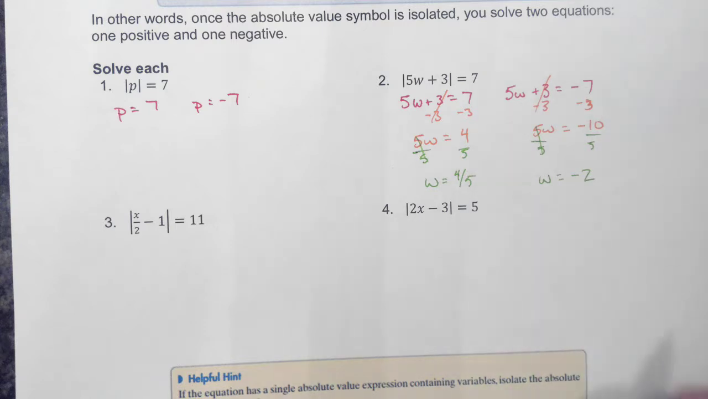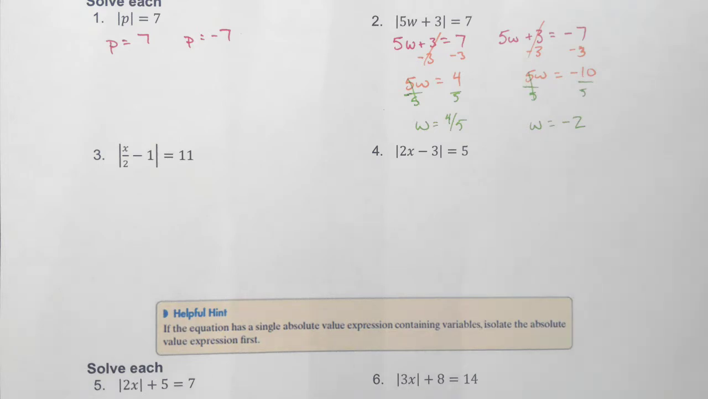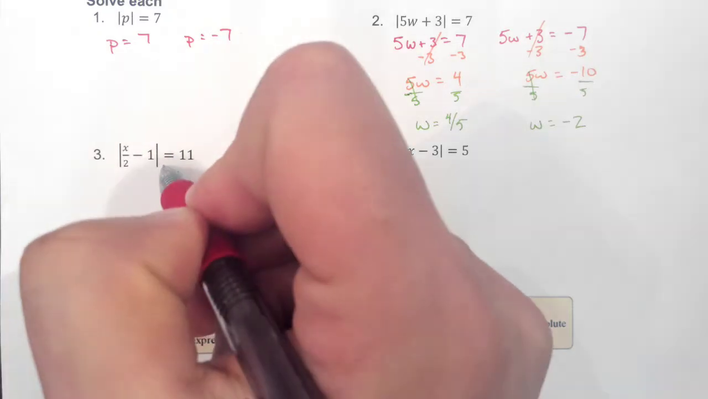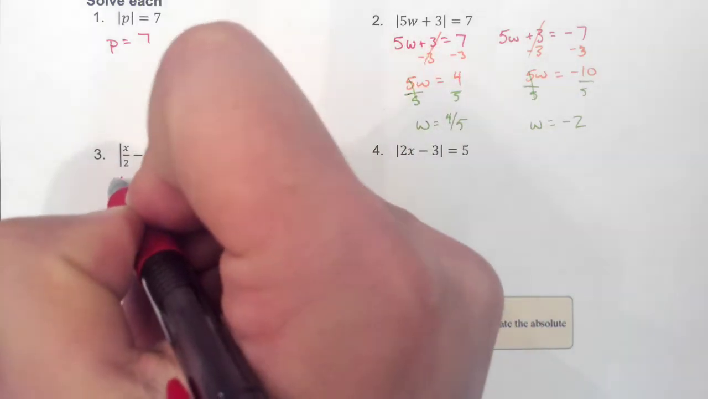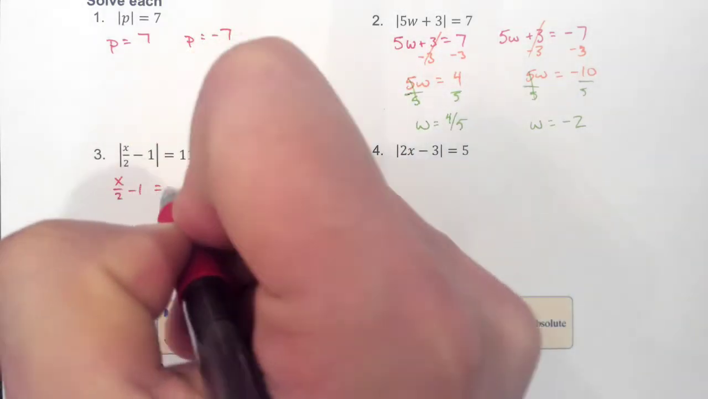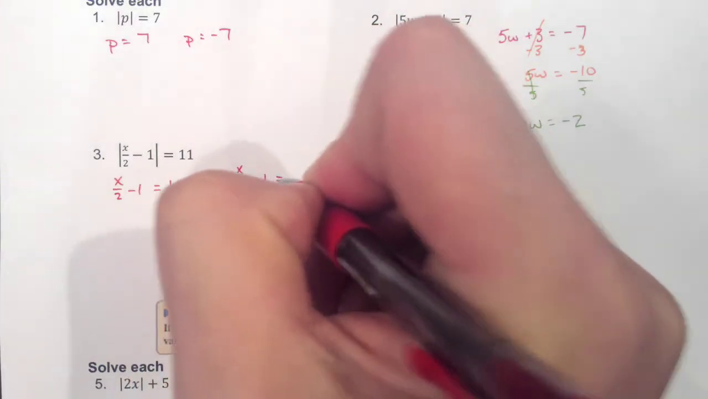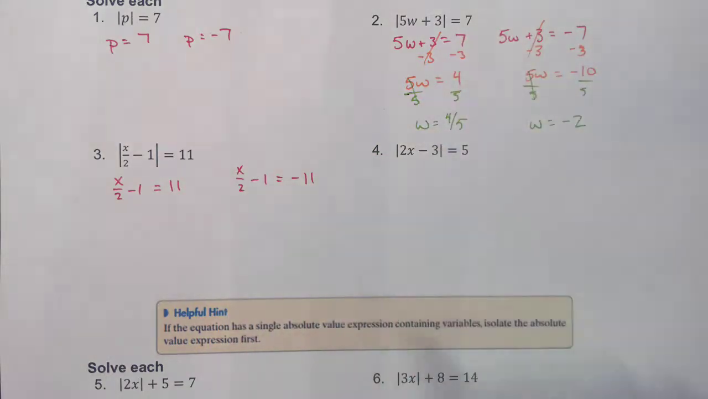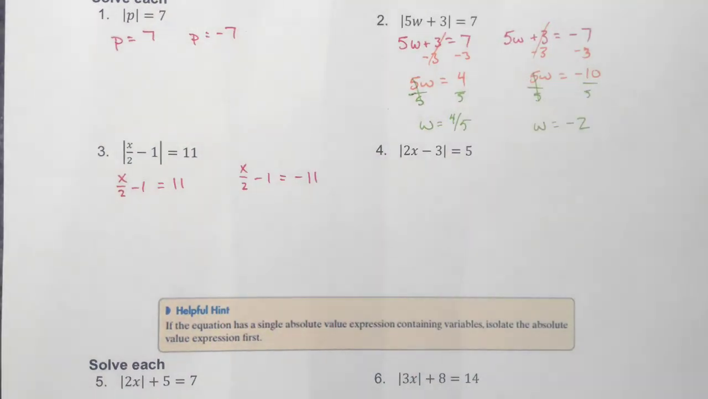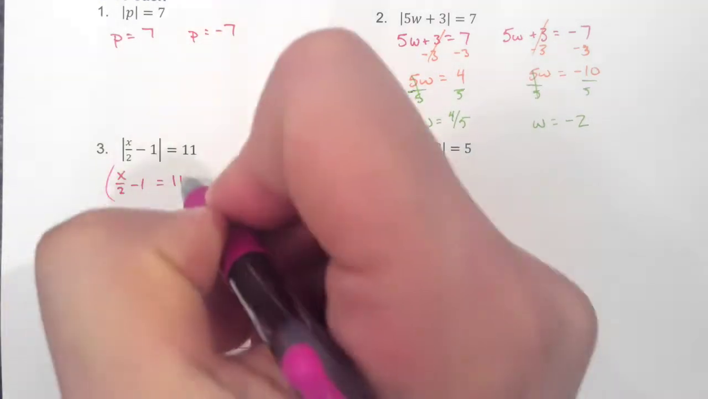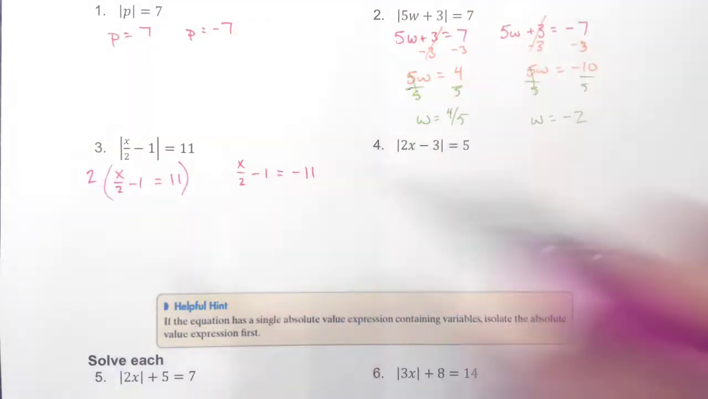Remember, you can plug these back in and see if they work. Number 3, we'll do that one together again. First, a fraction one. So again, the absolute value is already isolated. So it's going to be x over 2 minus 1 equals positive 11, and x over 2 minus 1 equals -11. Now, there is a fraction in this problem, so my first step would probably be to get rid of it by multiplying by the denominator of 2.